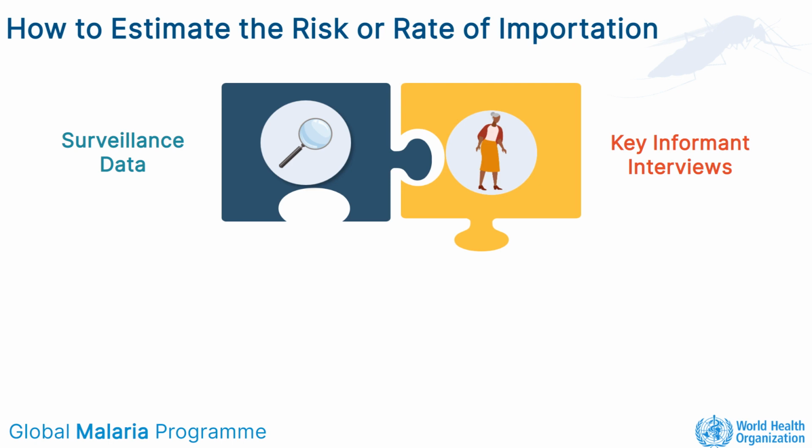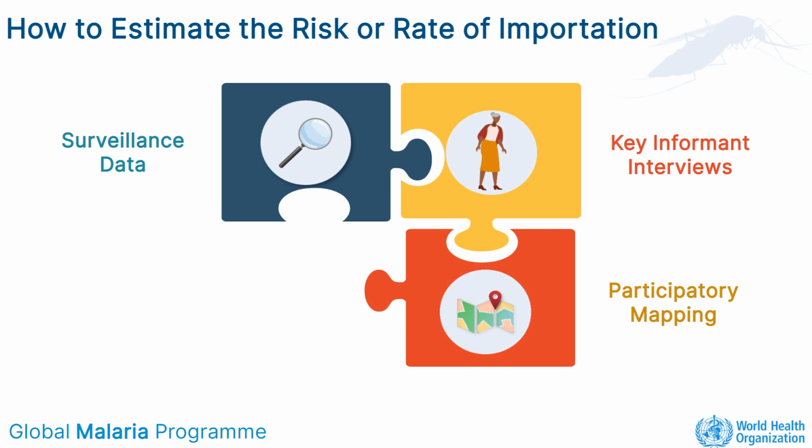members. Key informant interviews can also be combined with participatory mapping exercises, using local knowledge to identify areas where there is greater risk of entry of people from malaria-endemic areas, particularly if these populations are engaged in illegal activities or the population movement is recent.